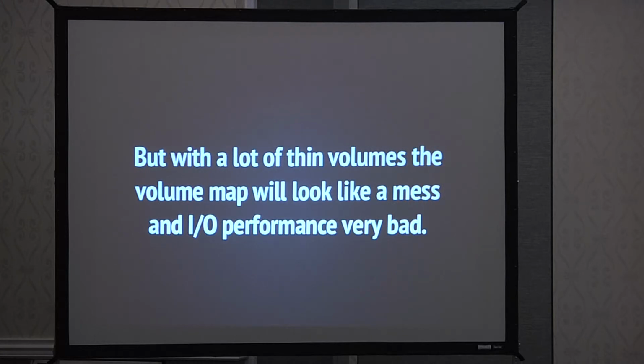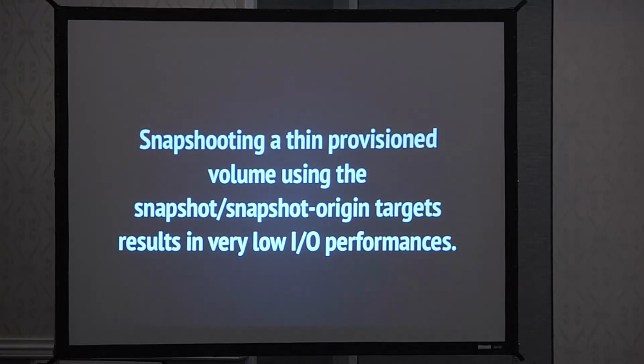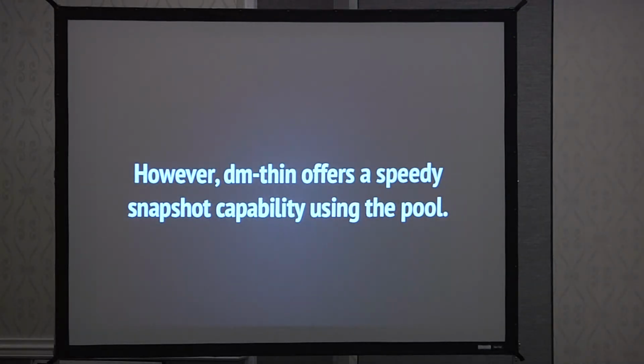But when we have a lot of thin provisioned volumes in the same pool, it will be a mess, like the Microsoft file system. So it will be a mess, and the performance will be very bad. We can do snapshots with thin provisioned volumes. If we use the device mapper target directly, it will be very bad for performance. But the developers added the capability directly for the pool. So we can snapshot what we have in the pool by sending a message that creates a snapshot, and it will create the snapshot.